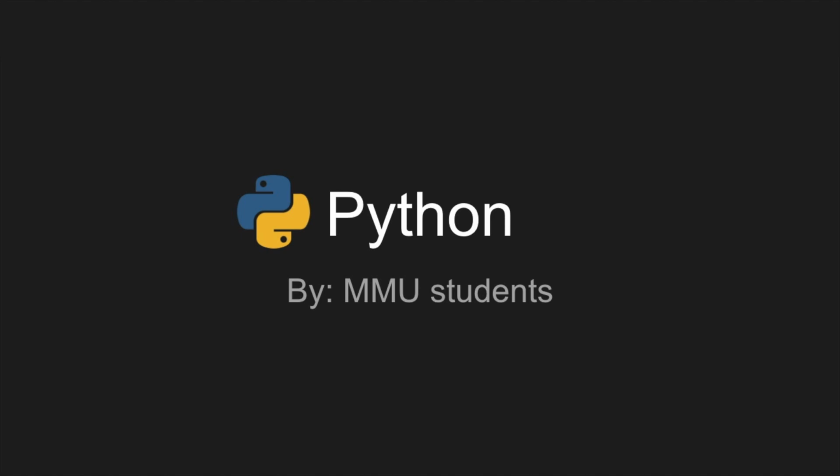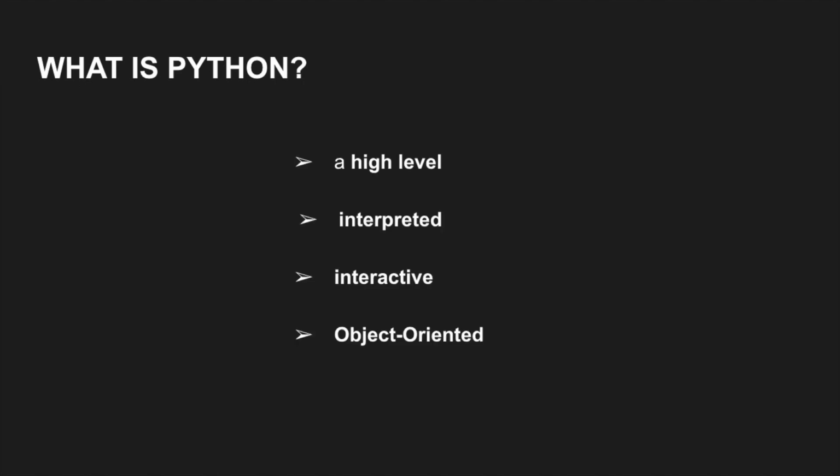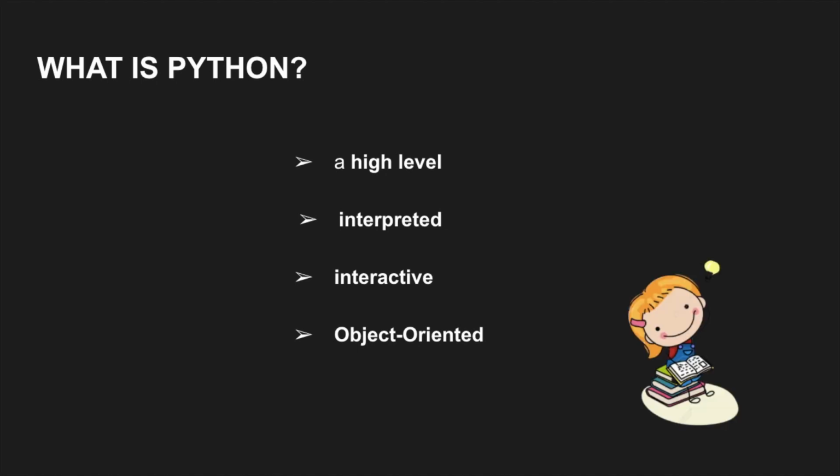So let's get started. So what is Python? Python is a high-level, interpreted, interactive, and object-oriented scripting language. It is designed to be highly readable. As you can see, it uses English keywords frequently, whereas other languages use punctuation.